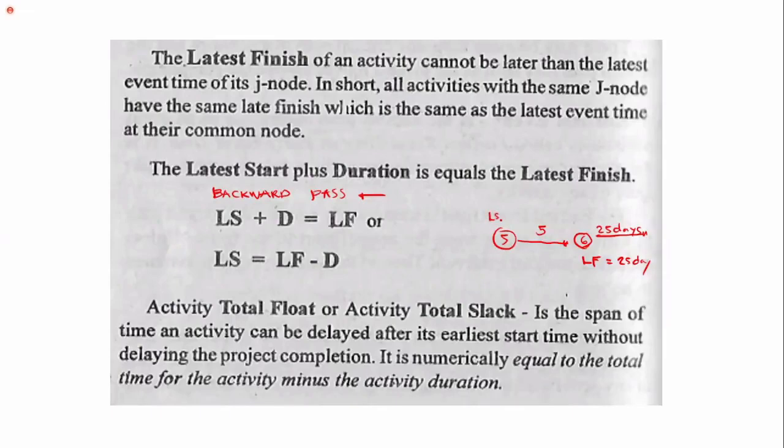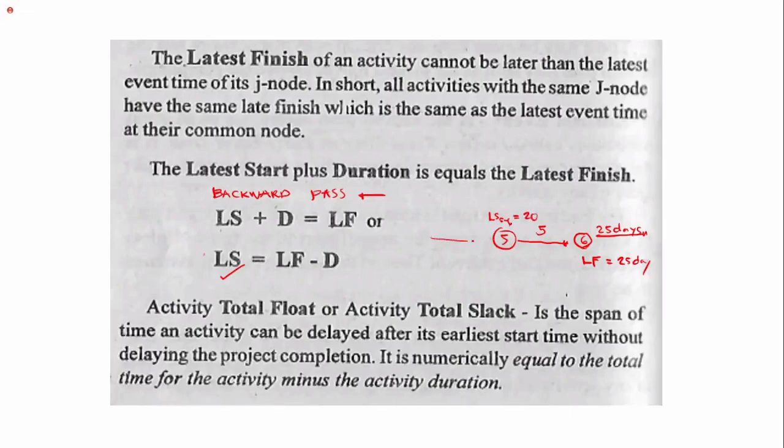So let's start with activity 5 to 6. It is equal to 25 minus the duration. So late start is late finish minus the duration. So late finish is 25 minus 5. So that would be 20.